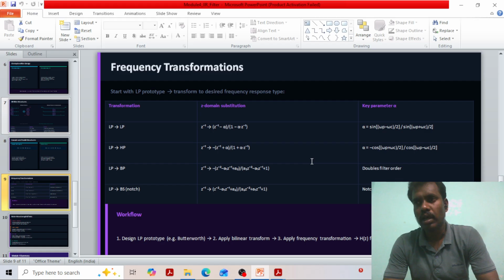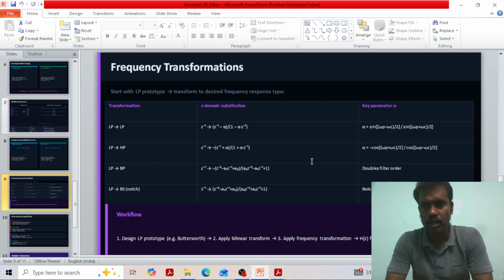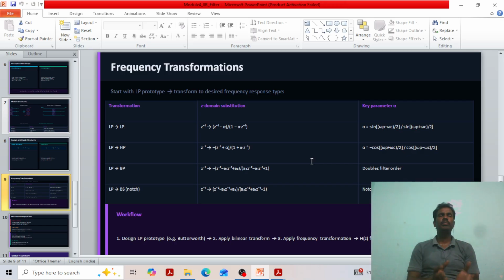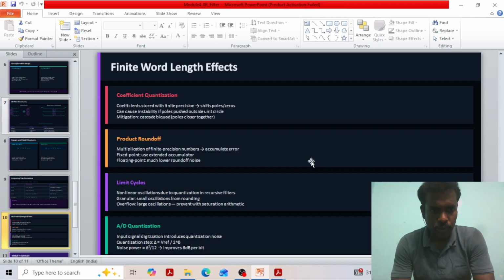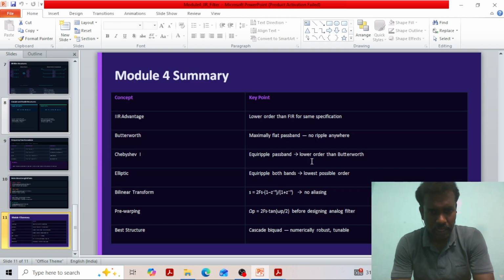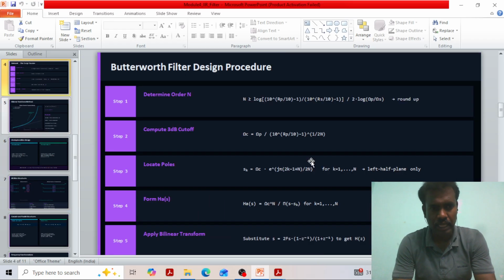For high pass, S has to be replaced with omega c by S. For band pass filter, it can be S square plus omega u omega L by S into omega u minus omega L. The upper cutoff frequency and the lower cutoff frequency are involved in the band pass and band stop filters. Now this frequency transformation is over.